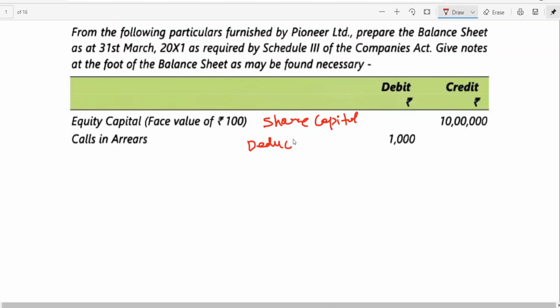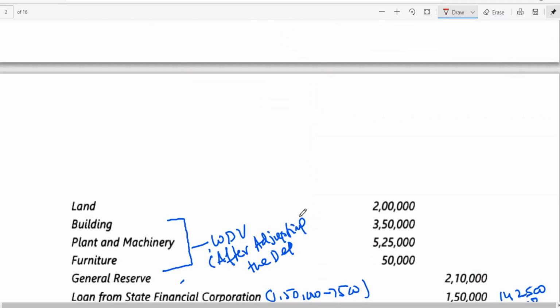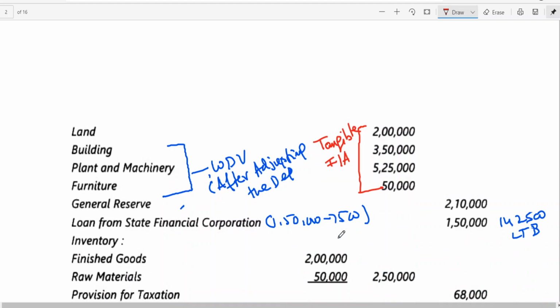Deduct from share capital. And about this, I've already told you. Land, building, plant, and furniture, they all come under tangible fixed assets. General reserve.